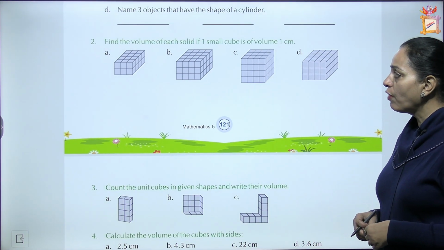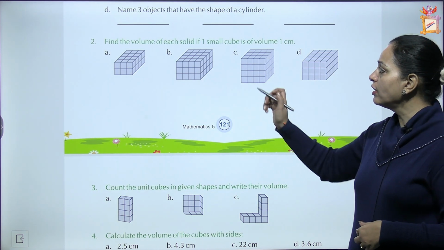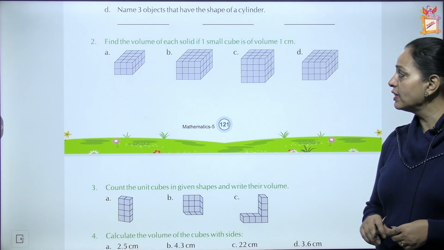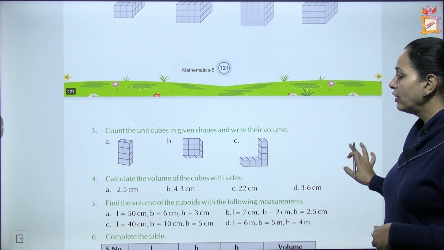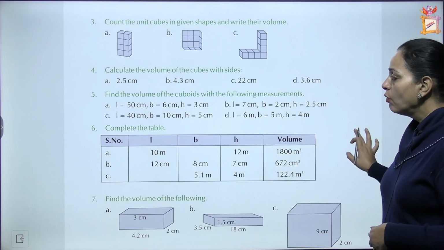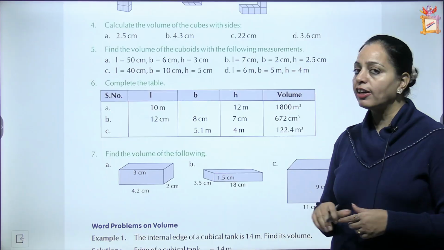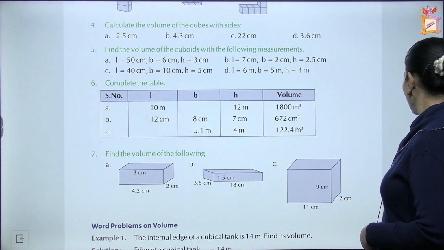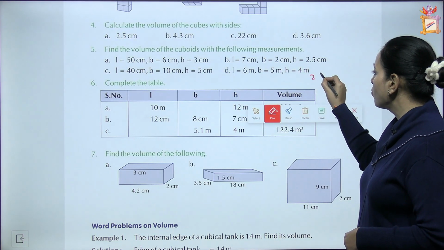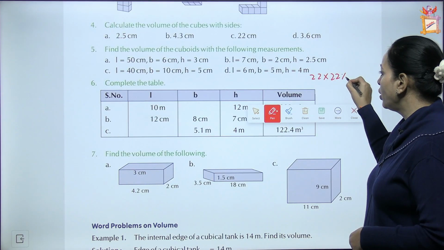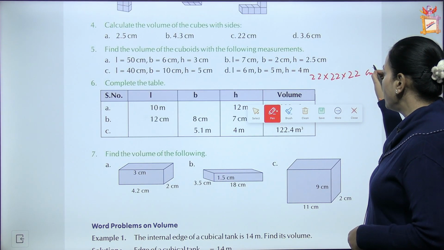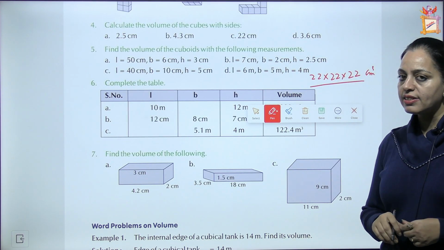Now the second one, find the volume of each solid if one small cube is of volume 1 centimeter. So you can try this one. Third one also. Fourth, calculate the volume of the cube with side, like C part, 22 centimeter. So what is the volume? Volume is 22 into 22 into 22 centimeter cube. You can find the answer.